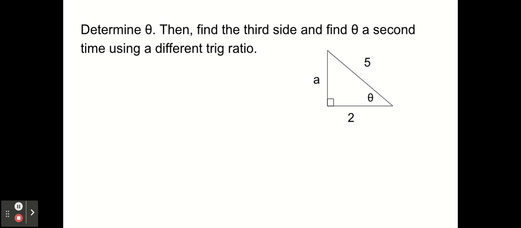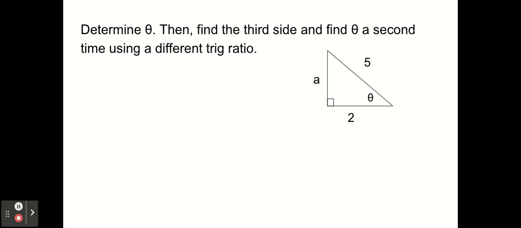Okay, let's put this all together from other stuff we learned. So here I have a nice right triangle. I have theta and I have a side and a hypotenuse. So I want to determine theta. And then what I want to do is find this third side and use a different trig ratio to find theta and just do it as a check. See if I get the same theta. All right? Okay, and this is just practice of doing stuff.